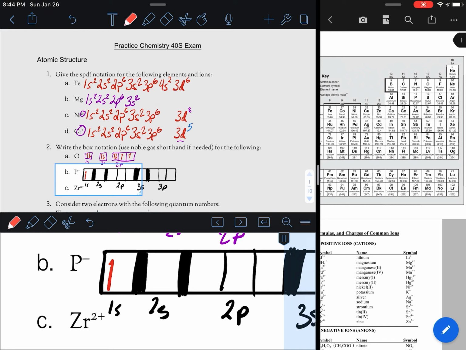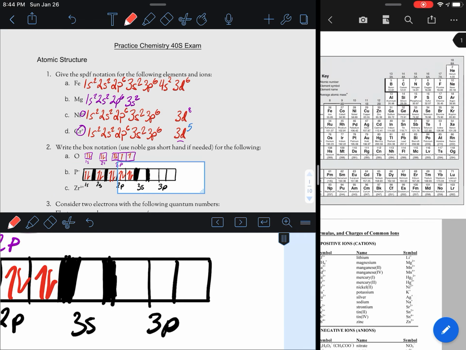And I've got 1, 2, 3, 4, 5, 6, 7, 8, 9, 10. Why do we fill it out that way? Well, of course, because of the Pauli exclusion principle. Or no, Hund's rule. Hund's rule? Oh, well, one of those rules. Make sure you review them.